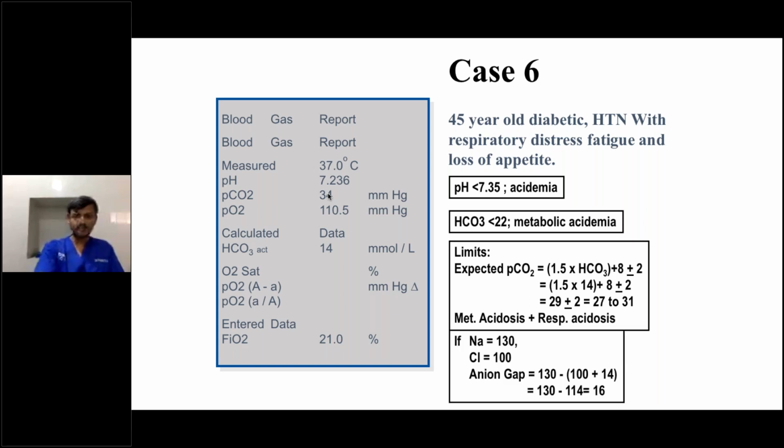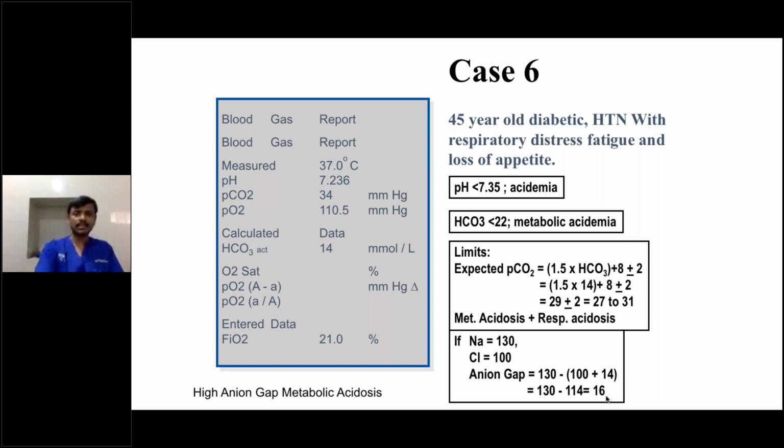My interest here is to calculate the anion gap. Now we got the values of sodium and chloride. Sodium is 130, chloride is 100, bicarbonate is 14 from ABG. 130 minus 100 plus 14, 130 minus 114 becomes 16. So more than 12 is taken as a high anion gap metabolic acidosis. So it is a high anion gap metabolic acidosis. That's how we calculate. But reading the ABG alone is not enough, we have to apply it clinically. We should know why there is a high anion gap metabolic acidosis.